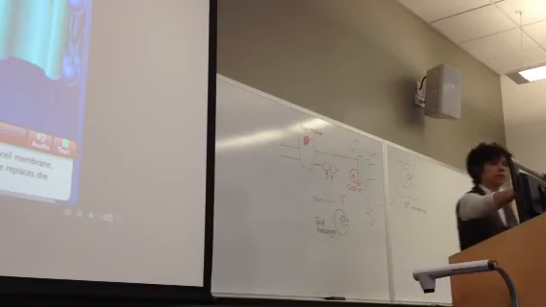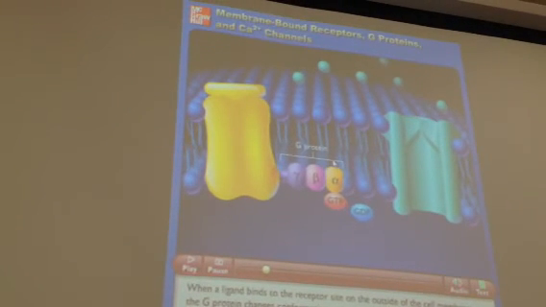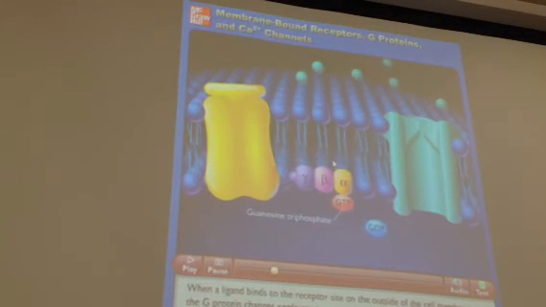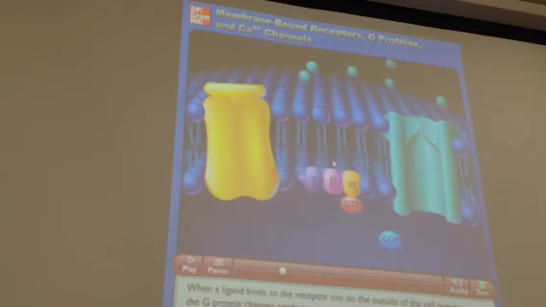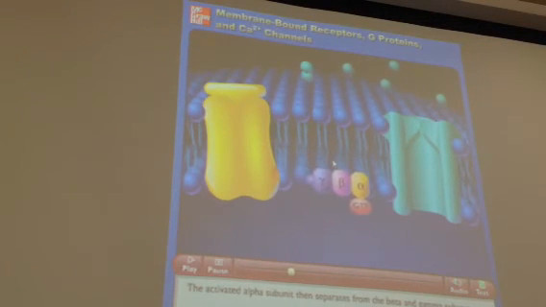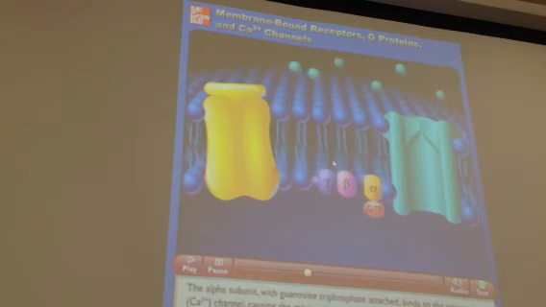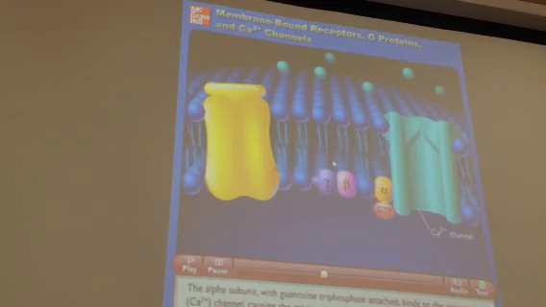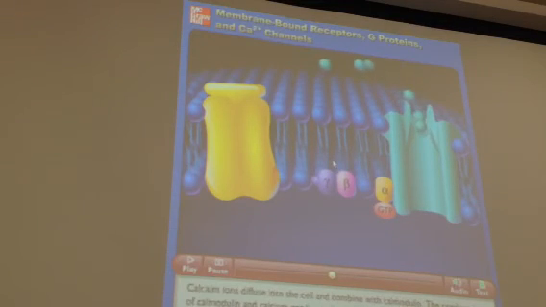When a ligand binds to the receptor site on the outside of the cell membrane, the G protein changes conformation, and guanosine triphosphate replaces the guanosine diphosphate on the alpha subunit of the G protein. The activated alpha subunit then separates from the beta and gamma subunits. The alpha subunit, with guanosine triphosphate attached, binds to the calcium ion channel, causing it to open. Calcium ions diffuse into the cell and combine with calmodulin. The combination of calmodulin and calcium produces the response of the cell to the ligand.